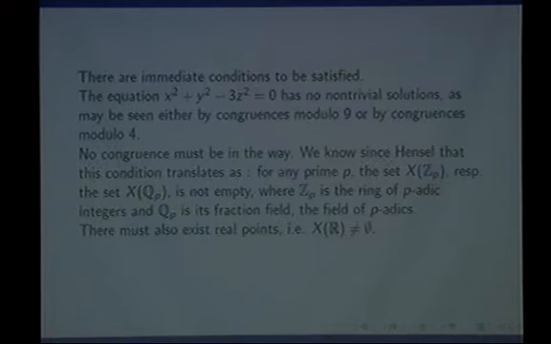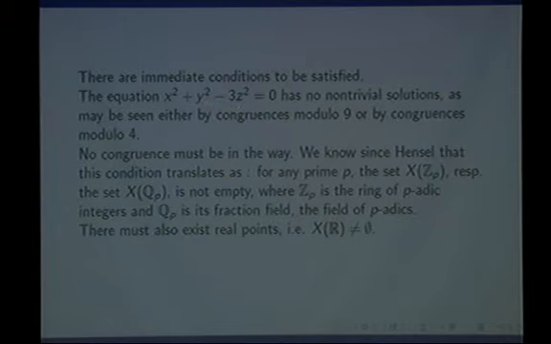Okay, so there are immediate conditions which have to be satisfied. So, for instance, there are very stupid cases. If I look at x squared plus y squared plus z squared equals 0, then there's no non-trivial solution, because everything has to be positive, so the only solution is 0, 0, 0. But if I look at this one, well, there are real solutions, but you see very easily that there are no non-trivial solutions, that is different from 0, 0, 0, because you look at congruences modulo 9.